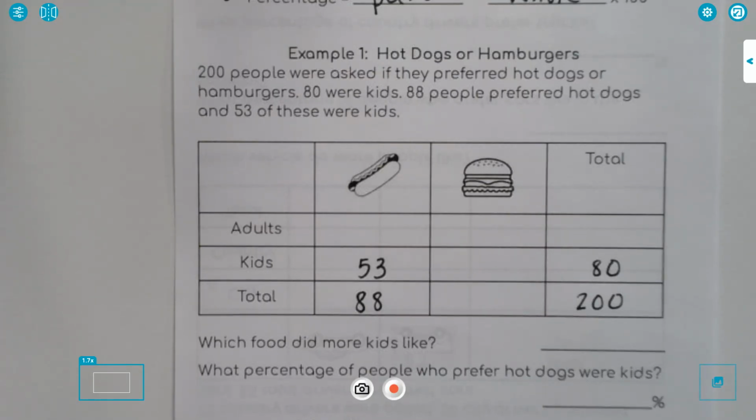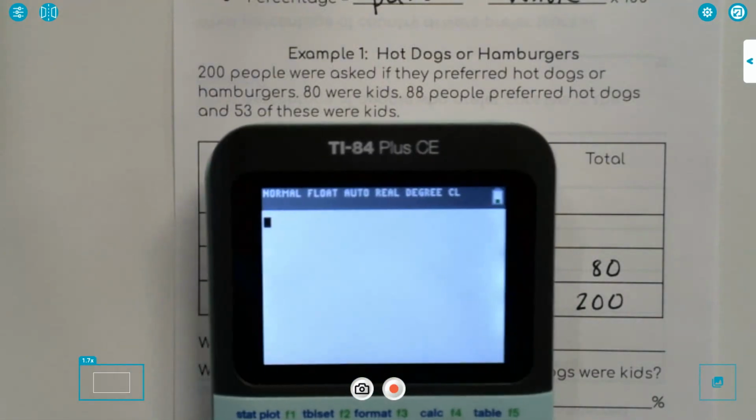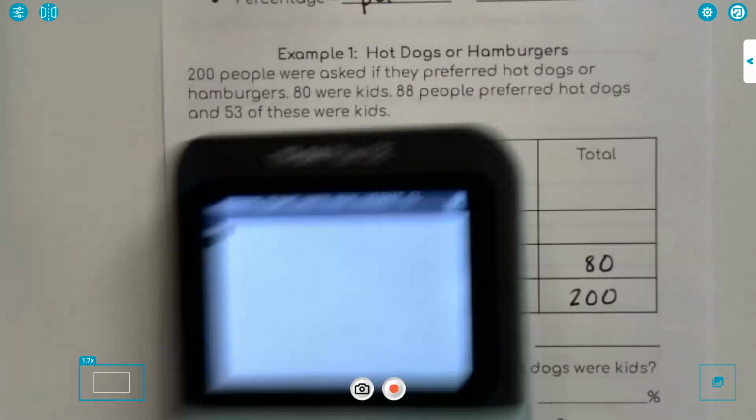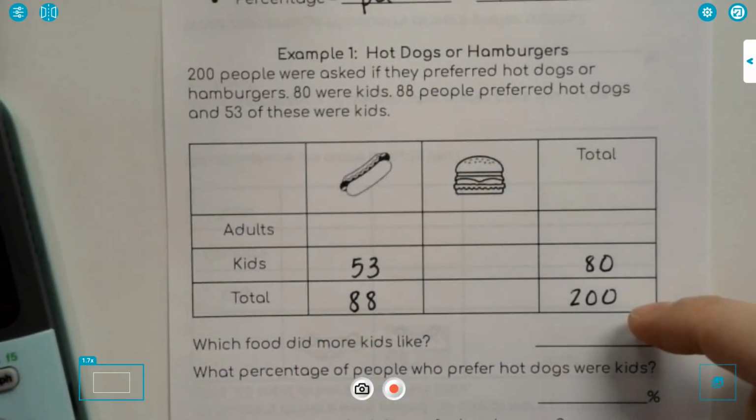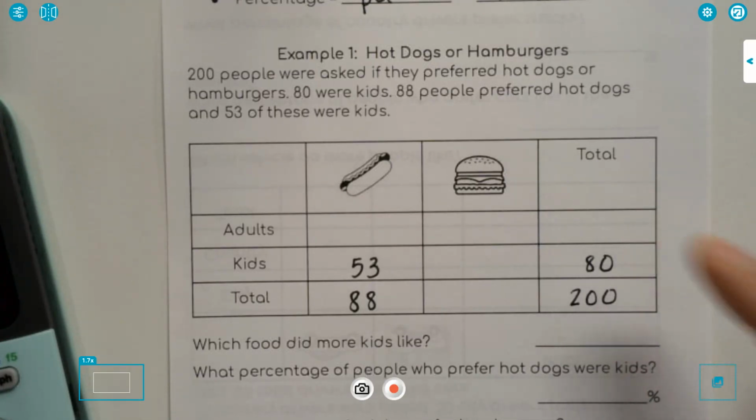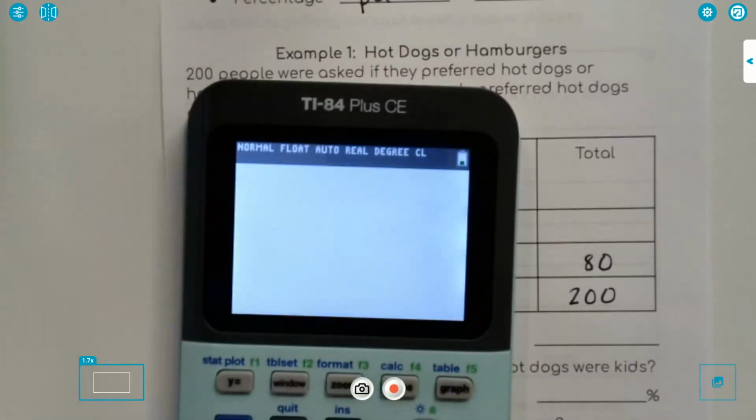From here, it's just a bunch of addition and subtraction, usually subtraction, to fill in the rest of it. Anytime we have two of the three things in a row, we can figure out the third, or two of the three things in a column. I'm going to start over here with the totals. We knew there were 200 people total, and 80 of them were kids. If 80 of them were kids, the rest had to have been adults. So 200 minus 80 tells us there were 120 adults.